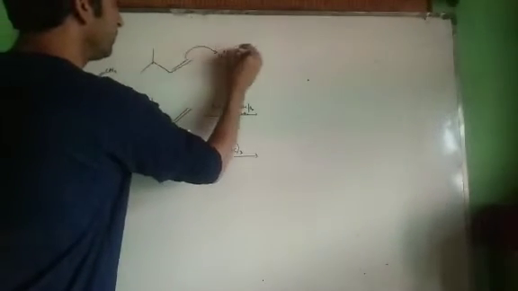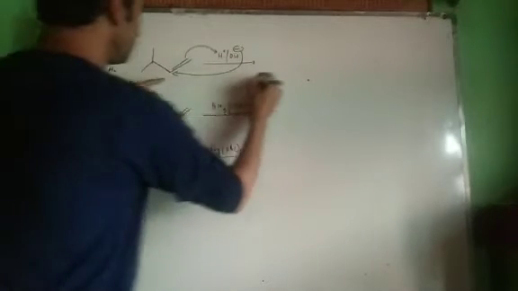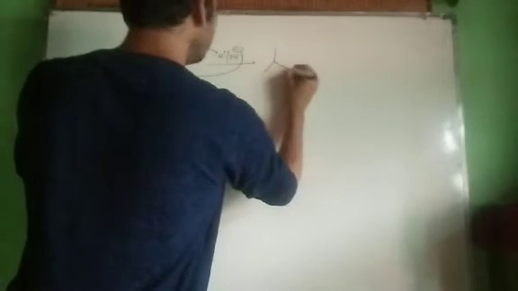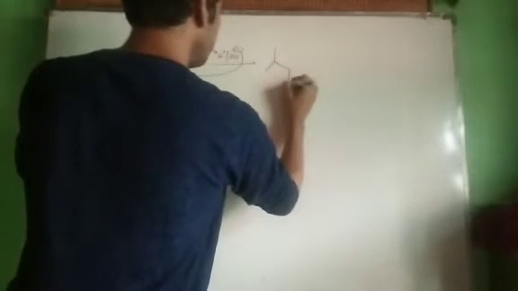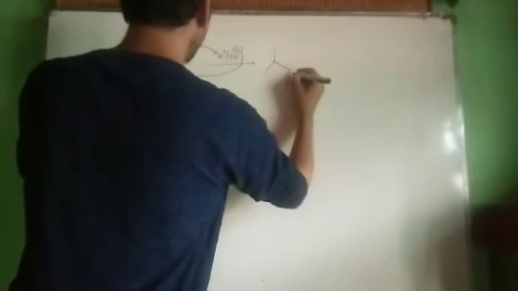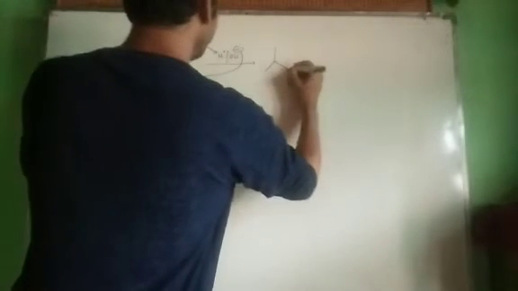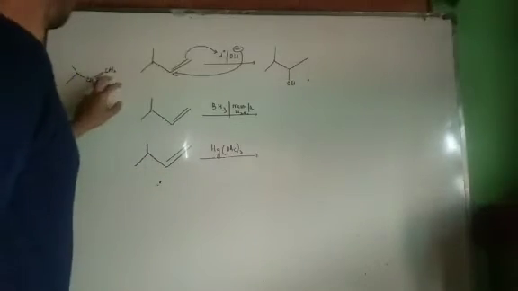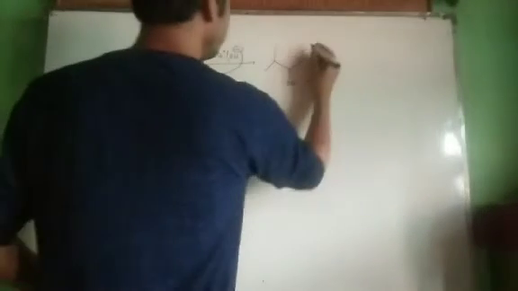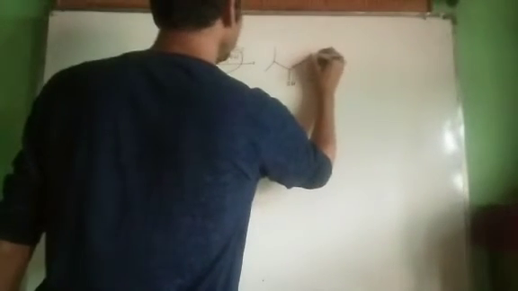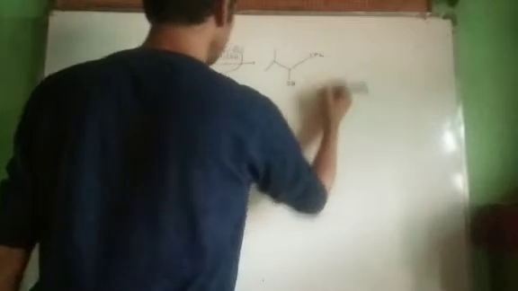Therefore our product will be like this. This is the general mechanism shown over here. This will be our OH and this will be our CH3. Now this is the product.